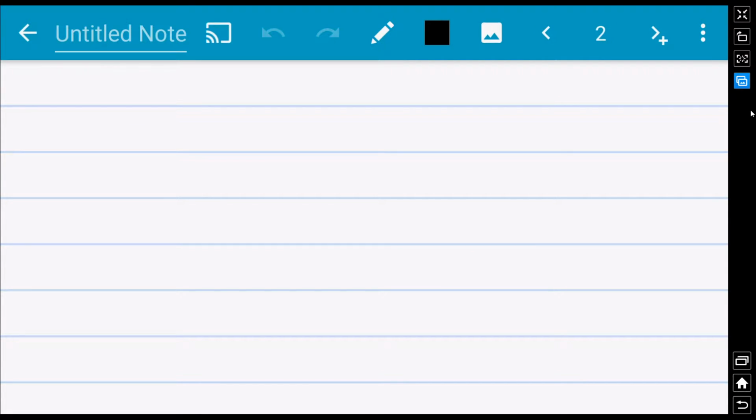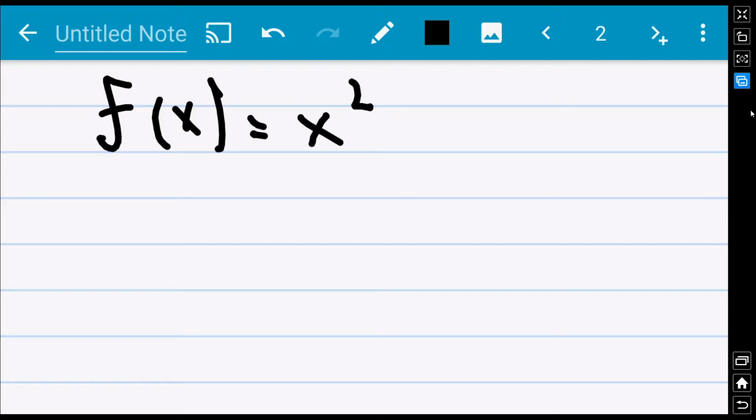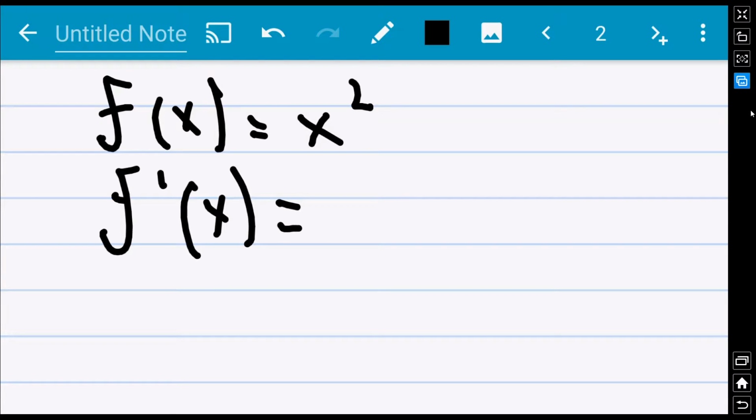So what is the power rule? Well, for example, let's say f of x equals x squared. This is the most simple one. The power rule tells us that f prime at x, which is just the derivative of f of x, is 2x. How did I get this?